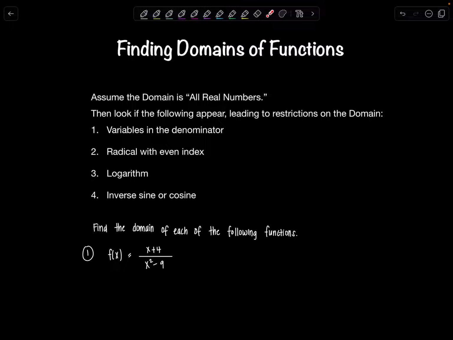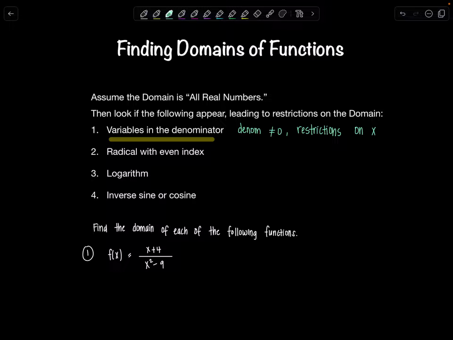The first thing to be on the lookout for, in no particular order, is if you have any variables in the denominator. Why is this an issue? Because we know that our function is going to be undefined if the denominator is equal to 0. So we want to make sure that the denominator never equals 0, and I'll show you exactly what to do to find the restrictions. You solve this equation, and this leads to restrictions on x, on the domain.